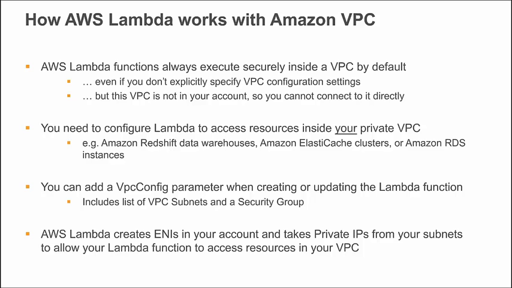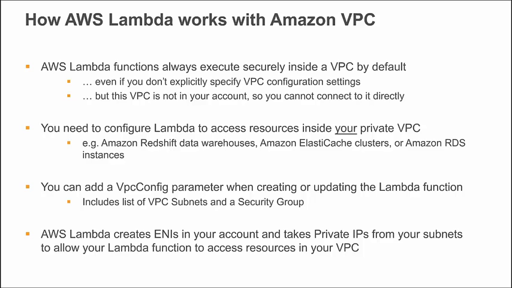And all you need to do is, when you are creating the Lambda function, or once you have created it and you are updating the Lambda function, you add a VPC config parameter to the function configuration. And this config parameter includes a list of VPC subnets and a security group.